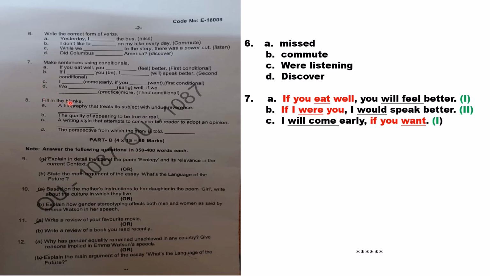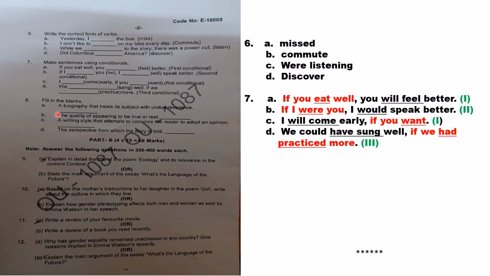And seventh D. We could have sung well if we practiced more. They want you to use the third conditional. So what happens in the if clause? In the if clause, we have to use the past perfect. Past perfect means had practiced. And in the main clause, it's the perfect form, have sung. So we could have sung well if we had practiced more. Here even you can use would also, students. We would have sung well if we had practiced more. But logically could is a better word here. So we could have sung well if we had practiced more.